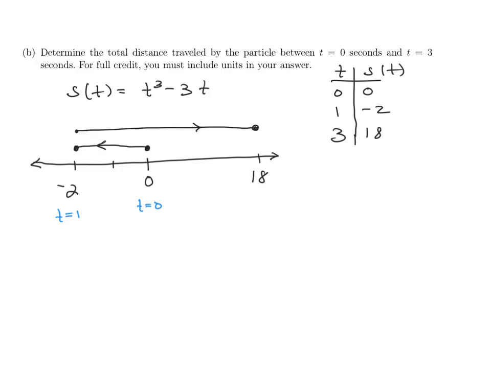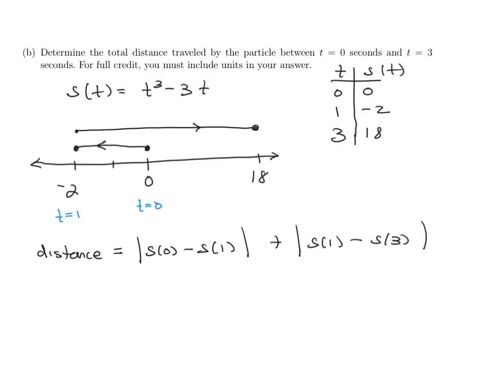If you want to use equations and formulas to simplify this, I would write it as follows. It's the distance given by the absolute value of s of 0 minus s of 1 added to the absolute value of s of 1 minus s of 3. Before simplifying this, just think about what it means. If you subtract s of 0 and s of 1, because it doesn't change directions here, that gives you the distance, and the absolute value is present just to make sure that your answer is a positive number. The same thing is true over here.